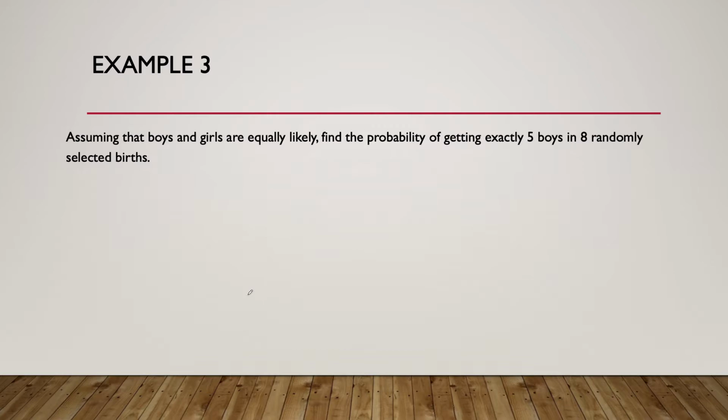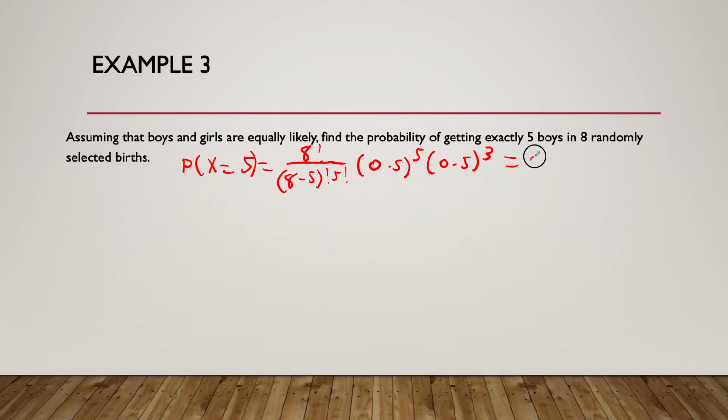Assuming that boys and girls are equally likely, we must find the probability of getting exactly 5 boys in 8 randomly selected births. So probability of x is equal to 5. This would be 8 factorial divided by 8 minus 5 factorial times 5 factorial, times 0.5 to the 5th power times 0.5 to the 3rd power. Tossing this into a calculator, or SAS, will give us a value of 0.219.